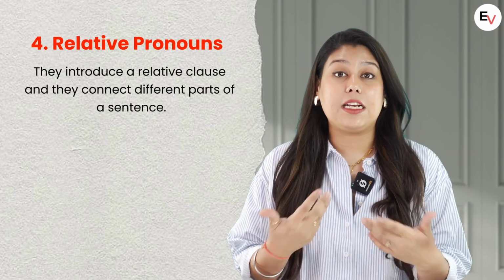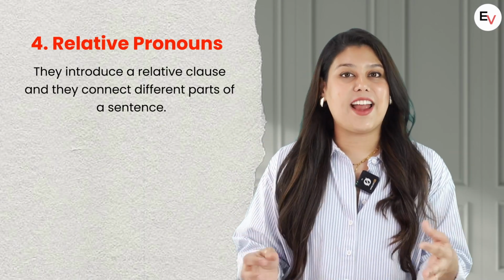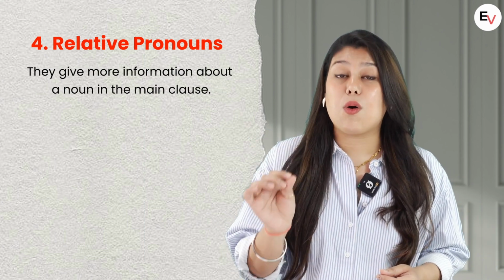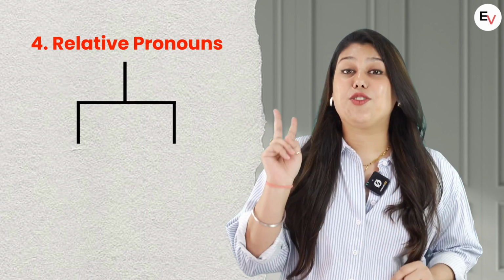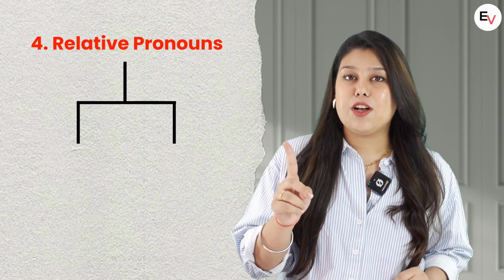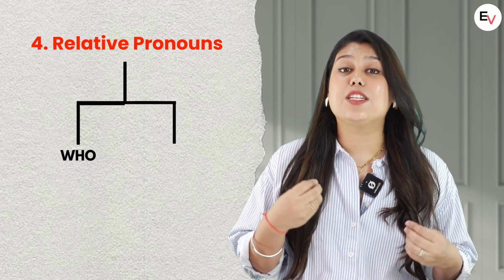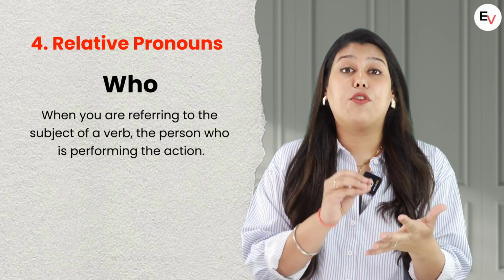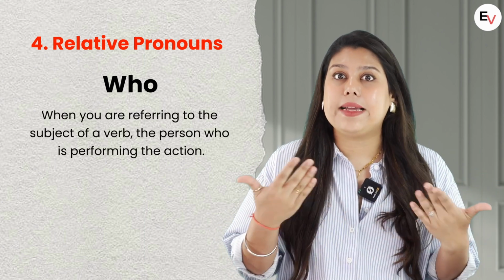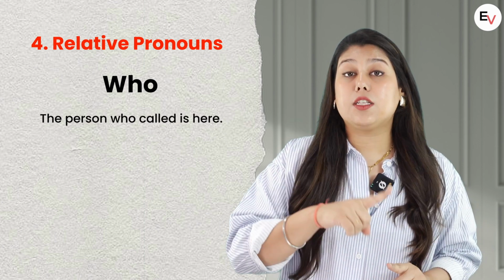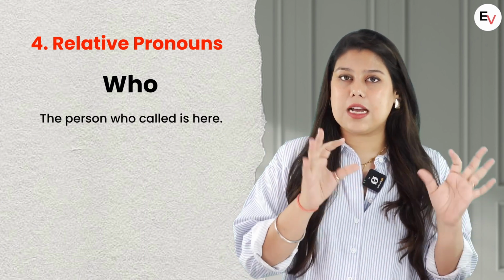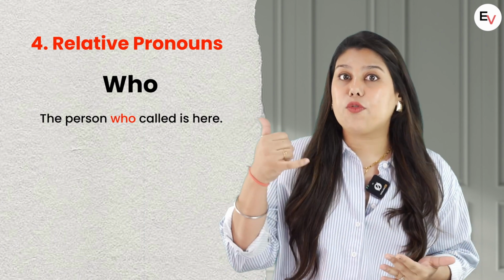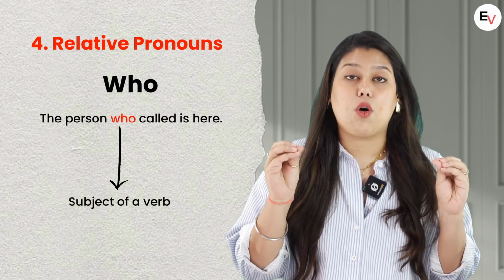Now these pronouns, they introduce a relative clause and they connect different parts of a sentence. They give more information about a noun in the main clause. Now there are 2 types of relative pronouns. The first one is who and the second one is whom. Now who is used when you are referring to the subject of a verb, the person who is performing the action. For instance, the person who called is here. So over here in this sentence, who refers to the person who is performing the action of calling. So who is the subject of a verb.